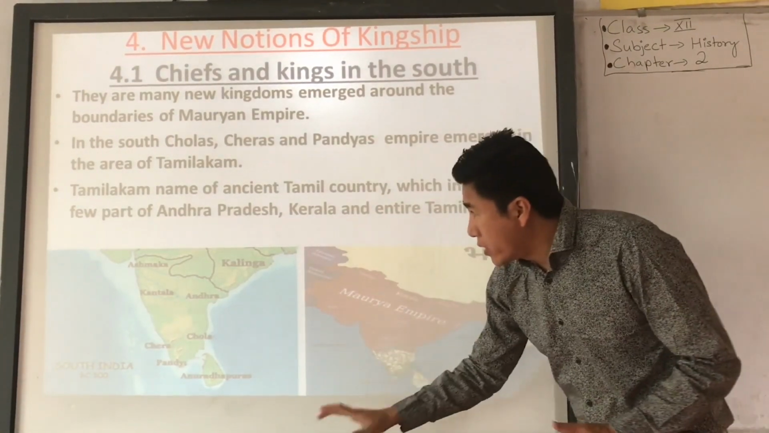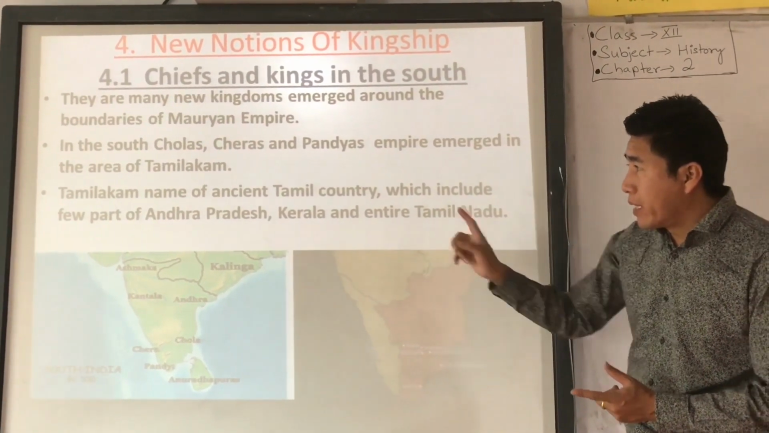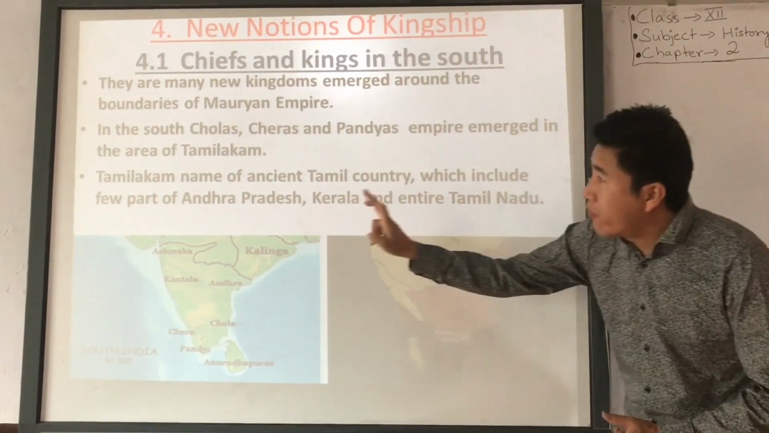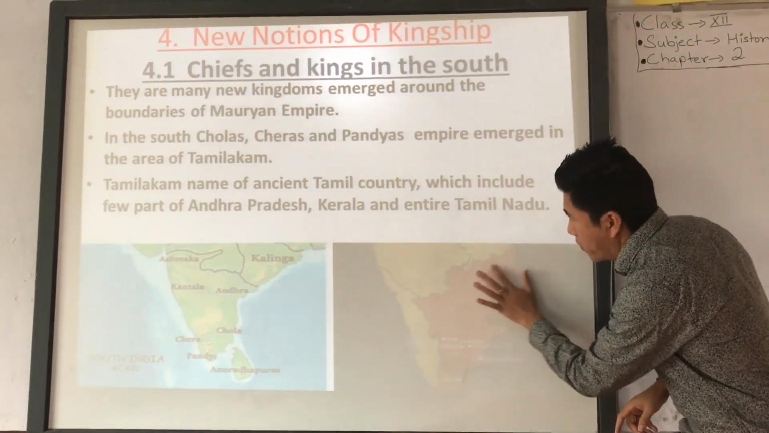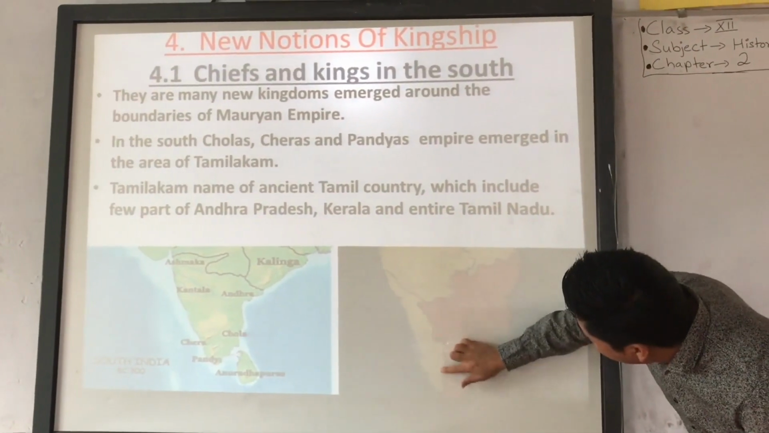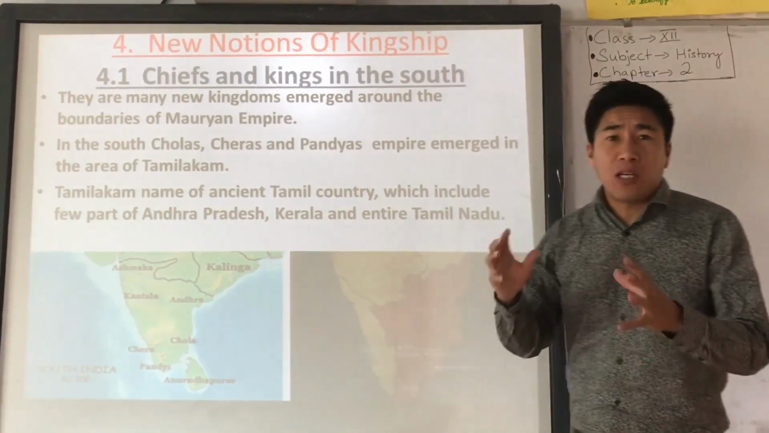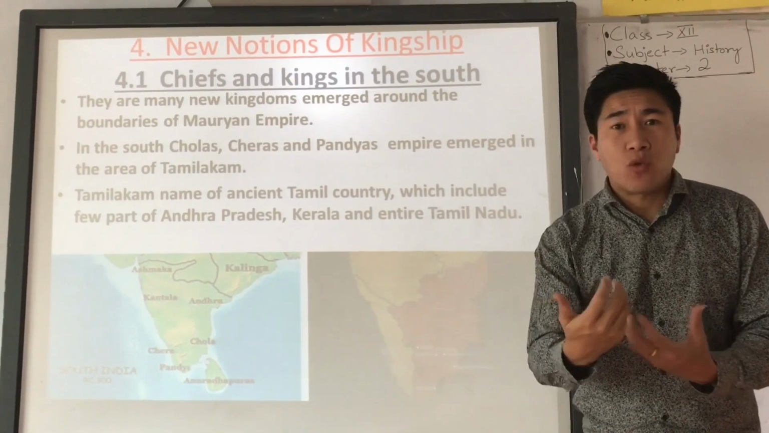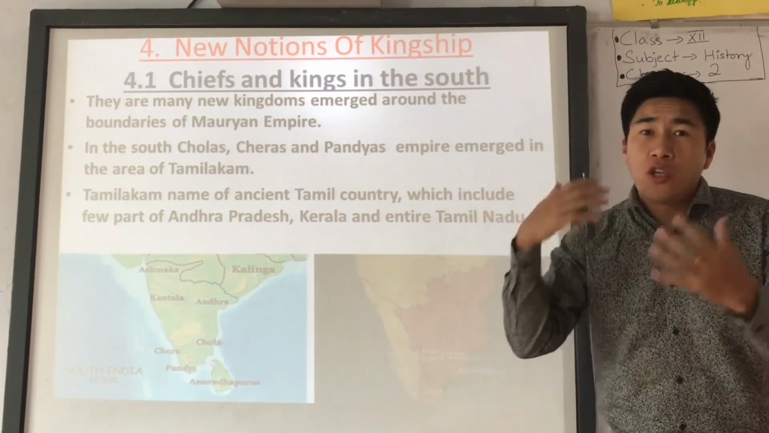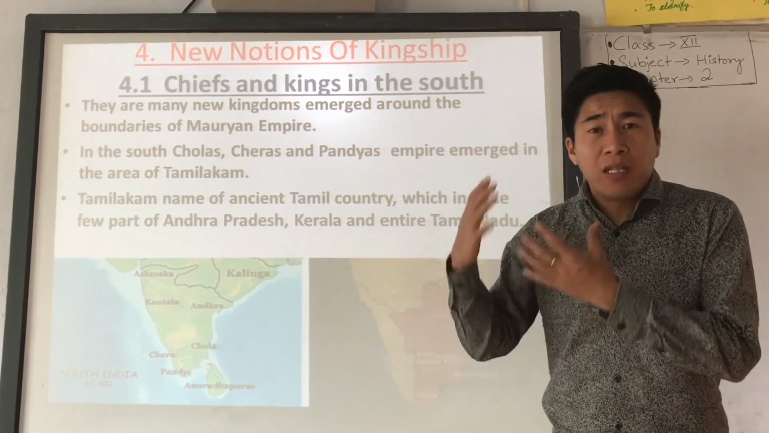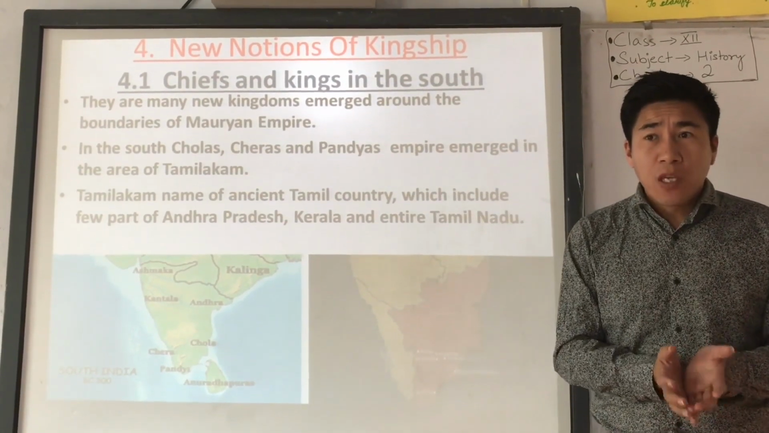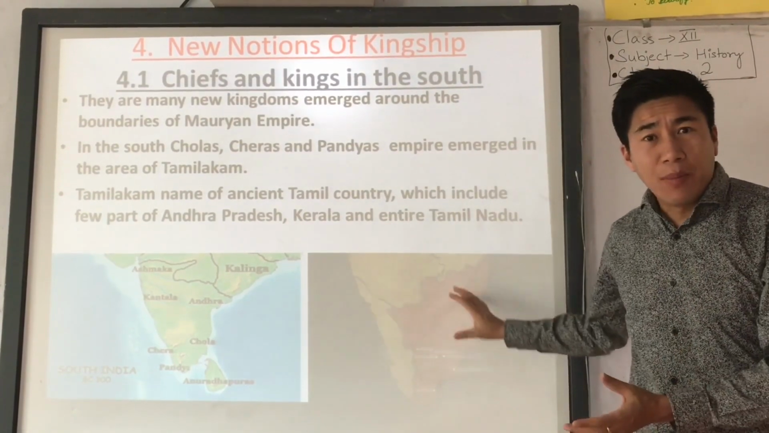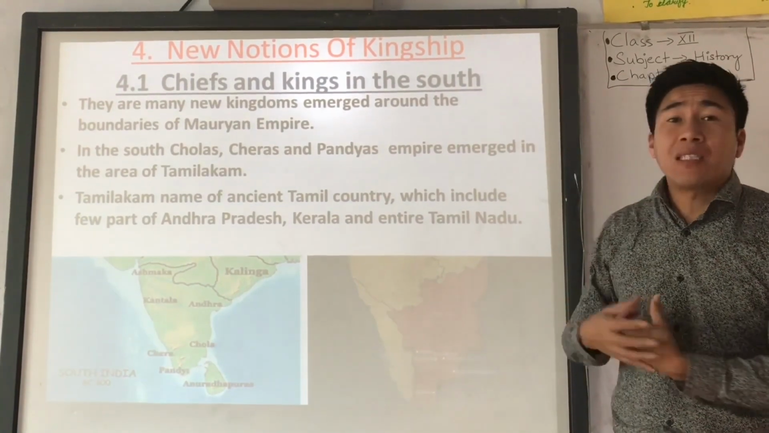If you look at this map, Tamilakam is an ancient Tamil country which included a few parts of Andhra Pradesh, a few parts of Kerala, and then the entire Tamil Nadu. Understood? Entire Tamil Nadu. Suppose in a 1 mark question you are asked what you understand by Tamilakam, your answer should be: Tamilakam is an ancient Tamil country which included a few parts of Kerala, Andhra Pradesh, and the entire Tamil Nadu. That's why it's called the Tamil country.